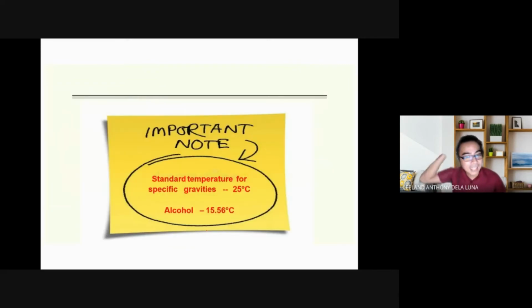Right? And class, standard temperatures, kapag tayo ay nagme-measure ng mga ito, we always keep it at room temperature. Are we clear? Which is 25 degrees Celsius. Nabanggit ko na ba sa inyo kung paano ko ito ma-achieve? How can I achieve a room temperature of 25? 25 class is achieved kapag ang iyong room is air conditioned.